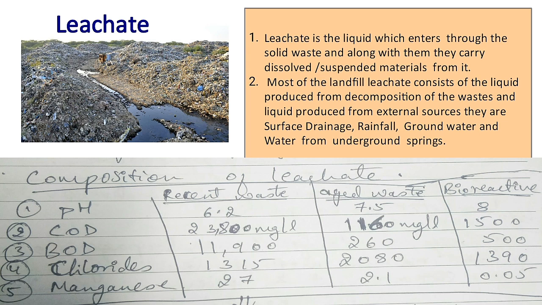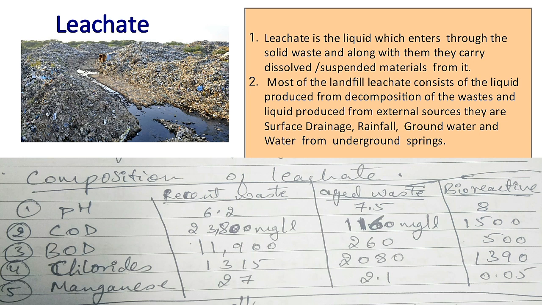Okay. So we say that usually domestic waste will decompose very fast. That will lead to the production of fatty acids. Organic matter will decompose quickly. We know everything regarding it. So what do you mean by recent waste? Recent waste is nothing but the waste which is dumped just now, and you are going to measure what the pH, COD, BOD, chlorides and manganese levels are in it.